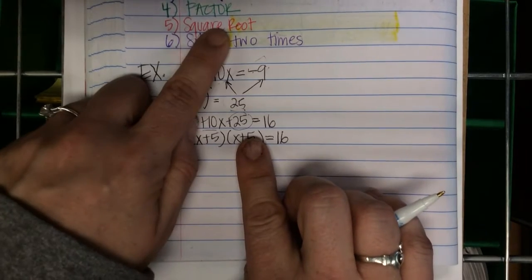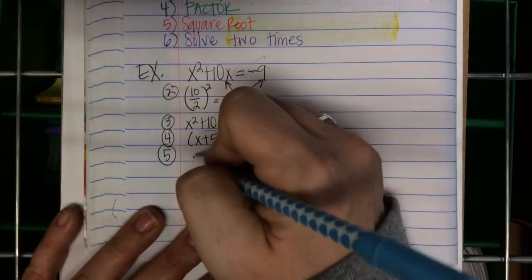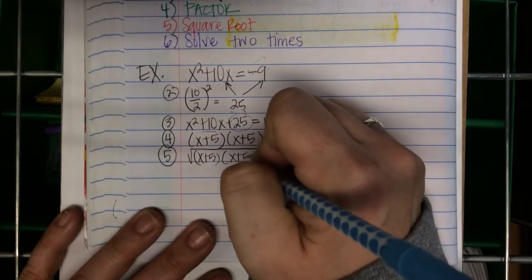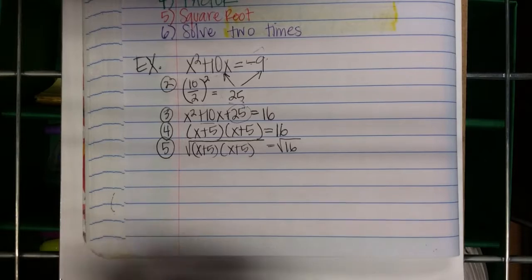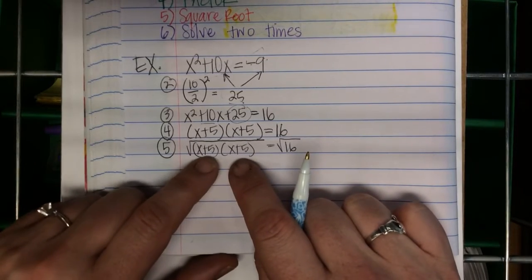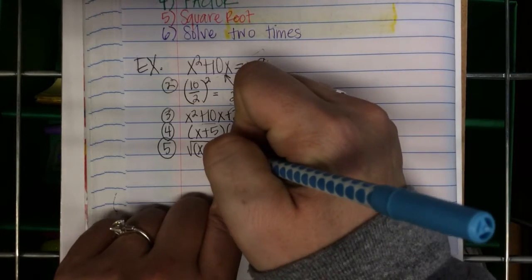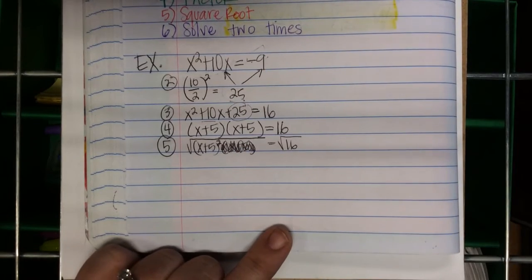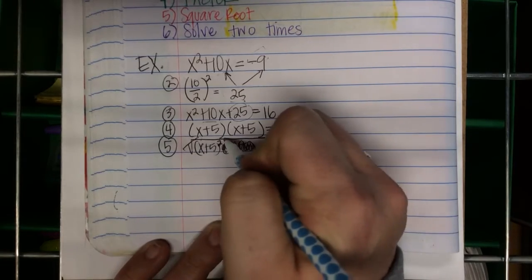Step 5, square root. If I take the square root of this side, I have to take the square root of this side, correct? Both have to be square rooted. Is there another way of writing (x + 5)(x + 5)? (x + 5) squared. And if you take the square root of something that's squared, what happens? It cancels out.